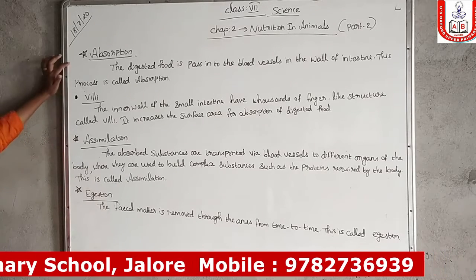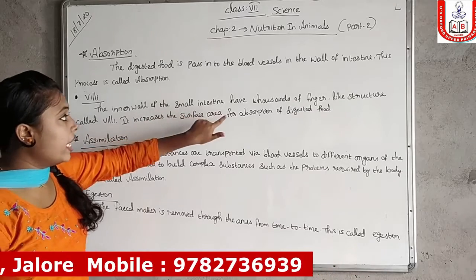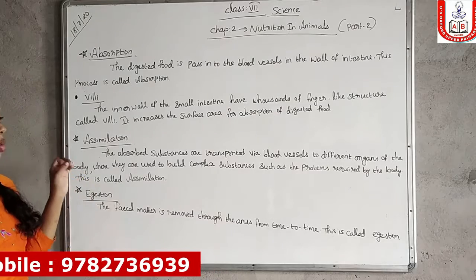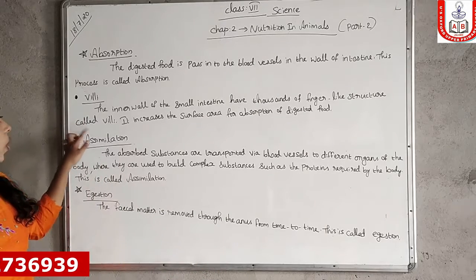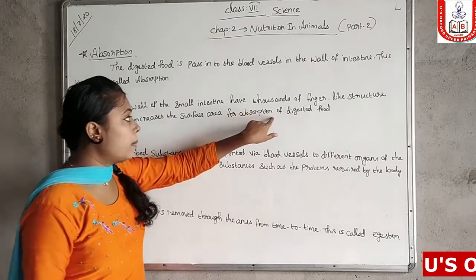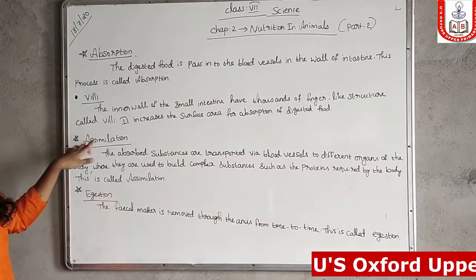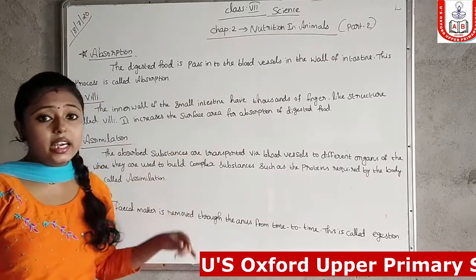Next, villi. The inner wall of the small intestine has thousands of finger-like structures, and they are called villi. This increases the surface area for absorption of digested food. So this is the function of villi.